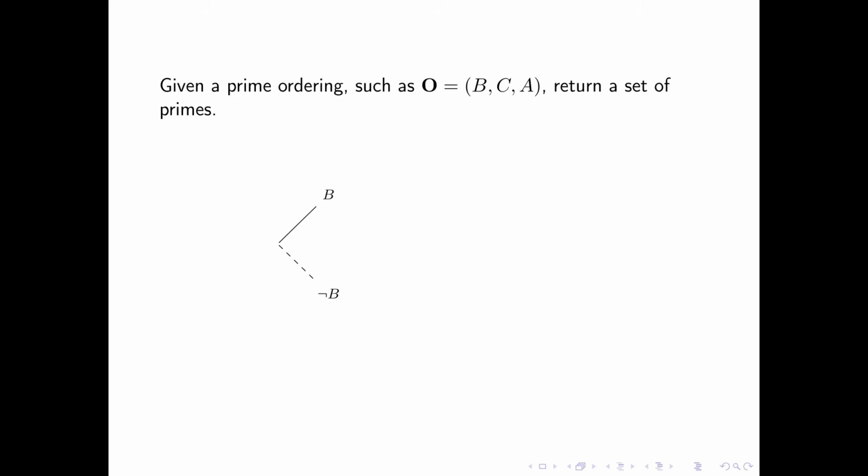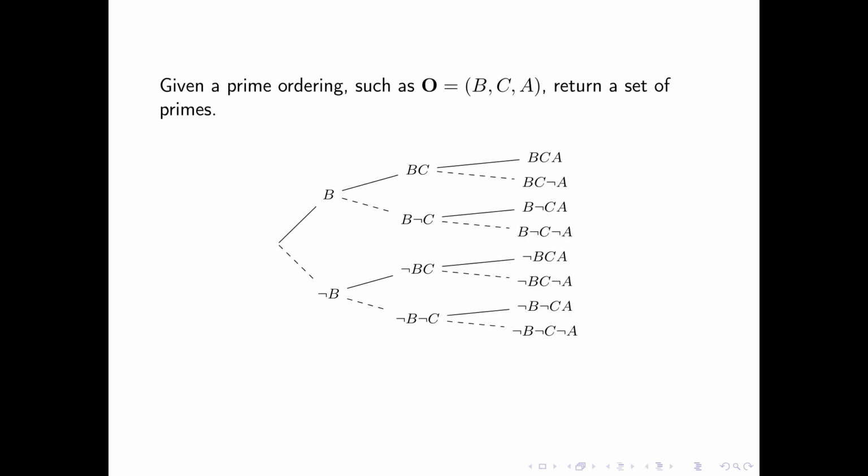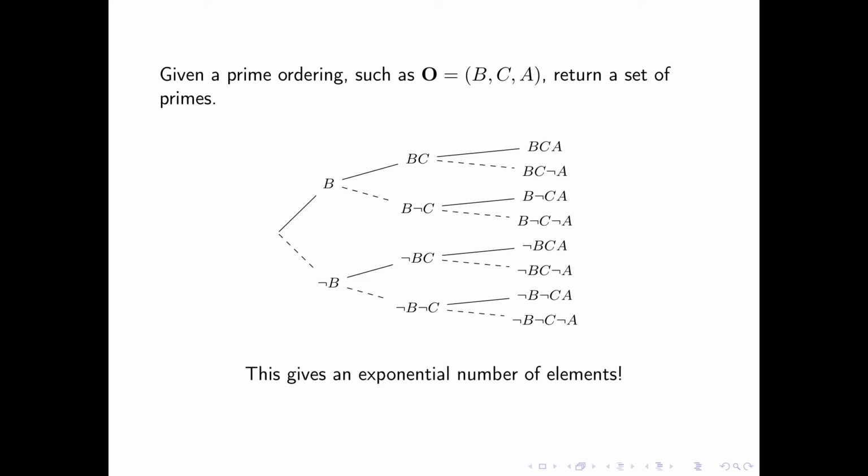So for instance, here we expand B and not B, and then we expand B and C, and B and not C, and then we do this for every possible branch, and then we come up with an exponential number of primes, which are mutually exclusive and exhaustive. So unfortunately, this is exponential, and so it's not realistic. And so we want to find something smarter.